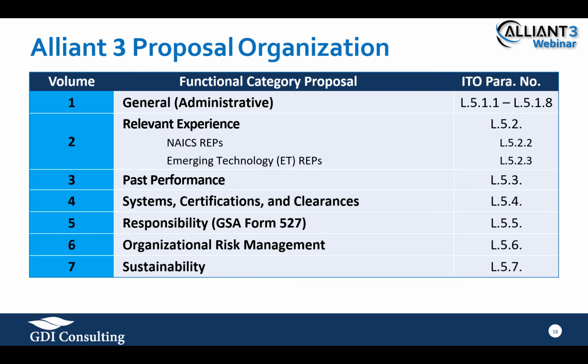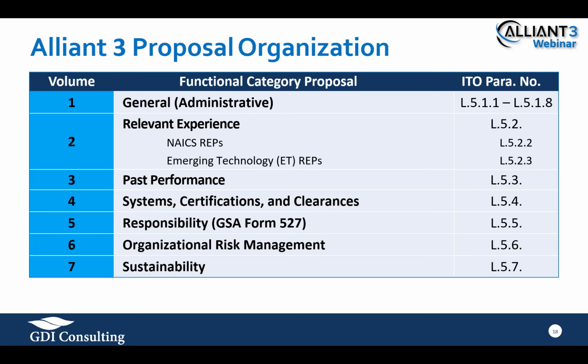Volume 6 is Organizational Risk Management or assessment. We have to actually be very careful on that. I will cover that. It's important. And then lastly, volume 7 is sustainability.